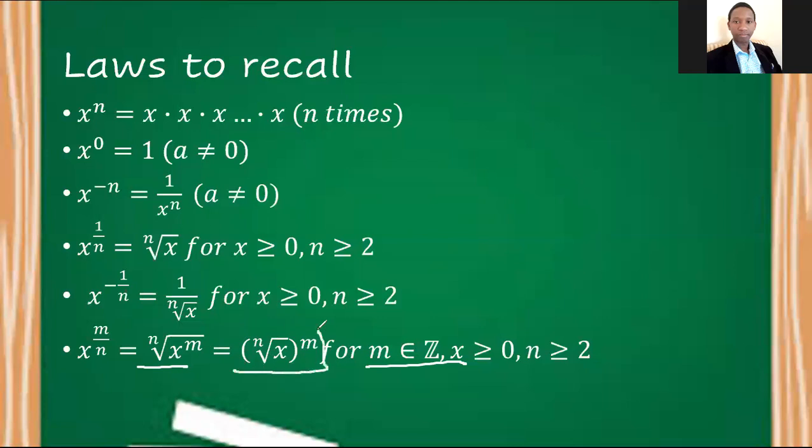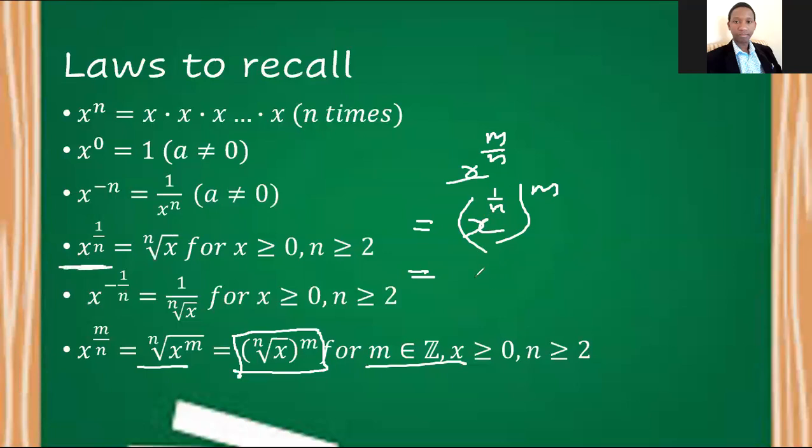Now, I might lose some of you here, but I want you to actually see how we get to this conclusion. If I've got x to the exponent of m over n, then I can actually write this as x to the exponent of 1 over n, all to the exponent of m. But I know by definition that x to the exponent of 1 over n, according to this fourth bullet here, is actually the nth root of x. But remember, all this has got to be raised to the exponent m.